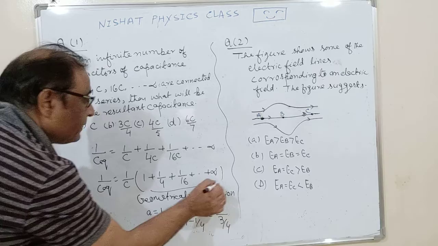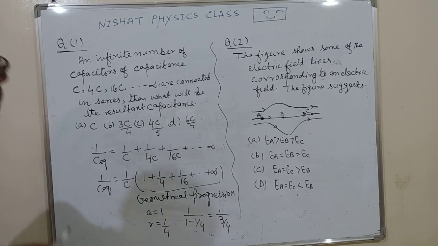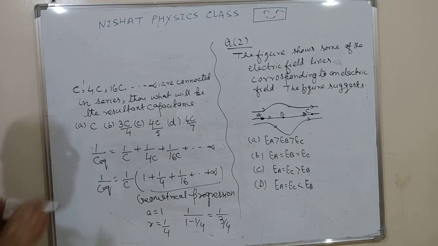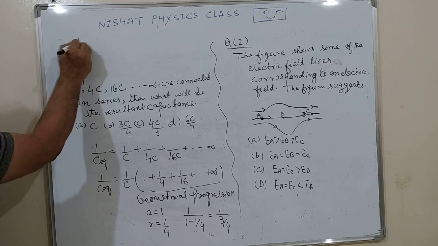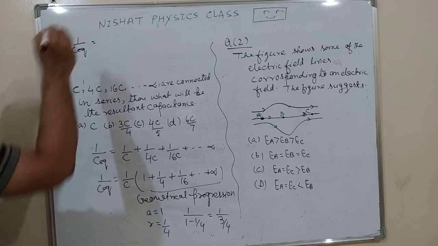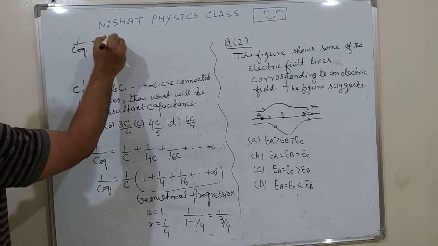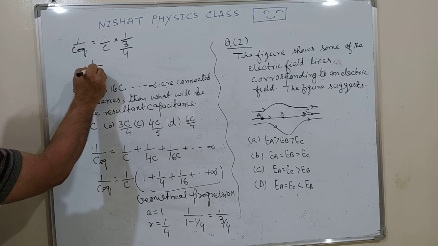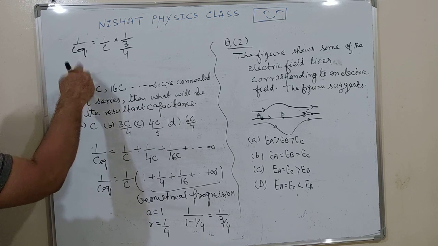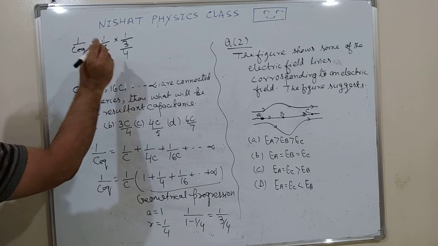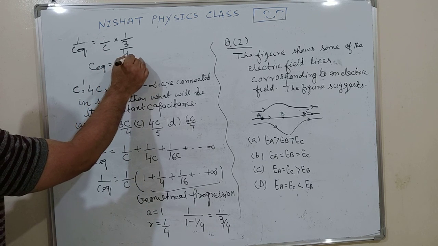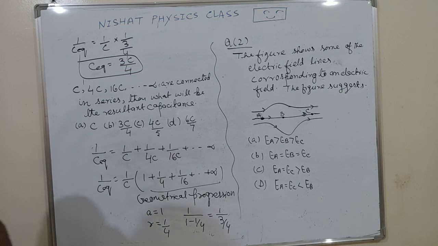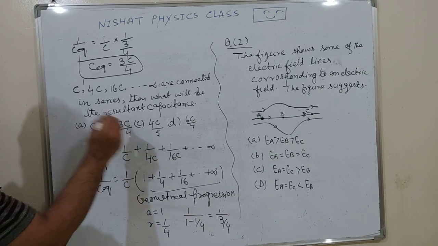After solving this, finally we get 1 upon C equivalent is equal to 1 by C into 1 upon 3 by 4. So C equivalent is equal to 3C by 4. So the option is B.